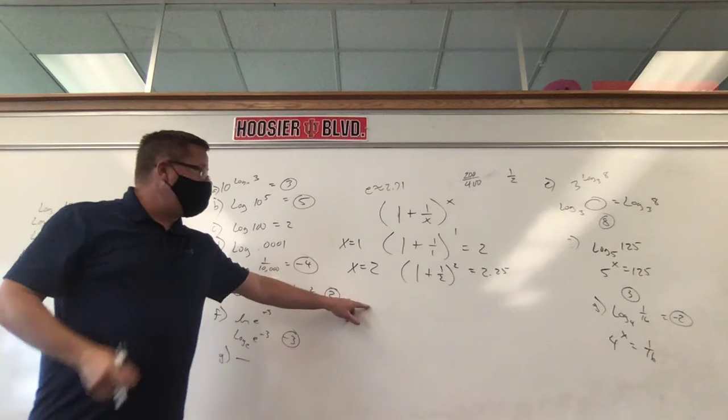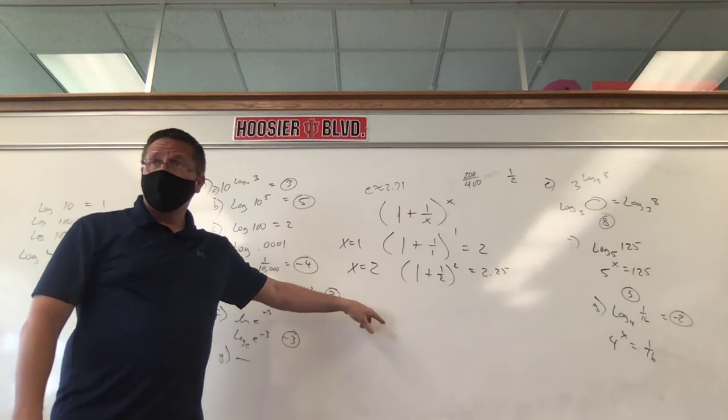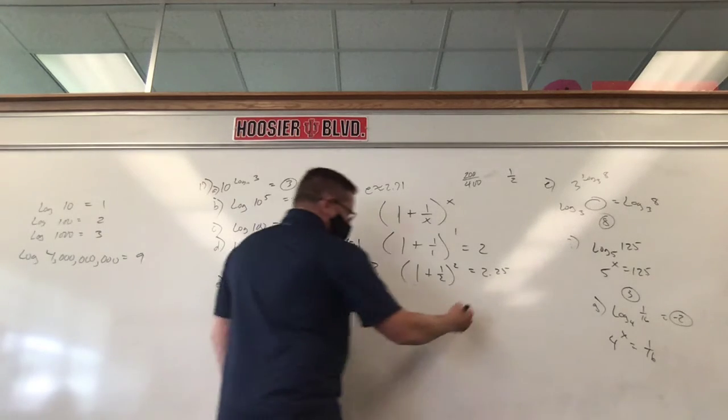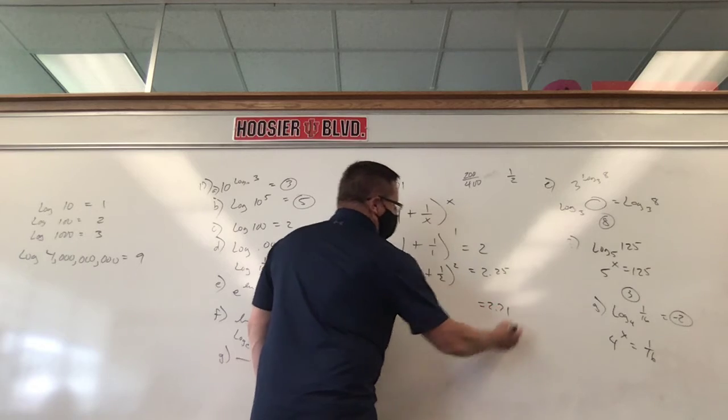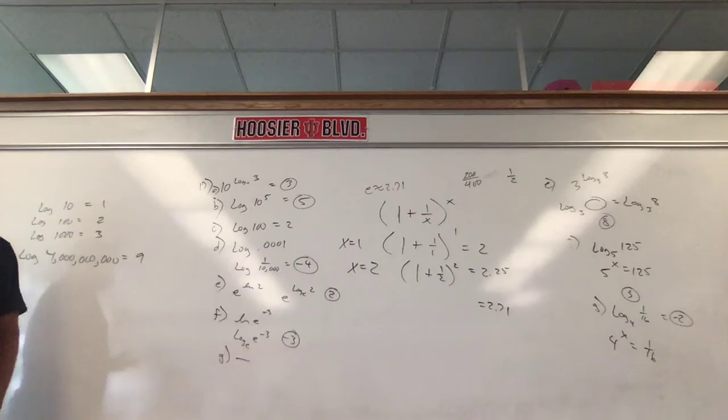If I was to plug in 10 for the x's, that'd be better. If I was to plug in 100, that'd be even better yet. If I was to plug in 1 billion, that'd be even better yet. If I keep getting bigger and bigger numbers, you're going to get very, very close to 2.71. Very close. It's going to be 2.71, and then it keeps on going just like pi does. That's as far as I've memorized it.